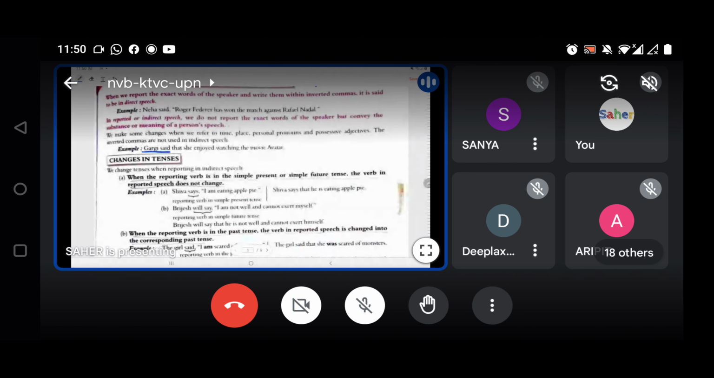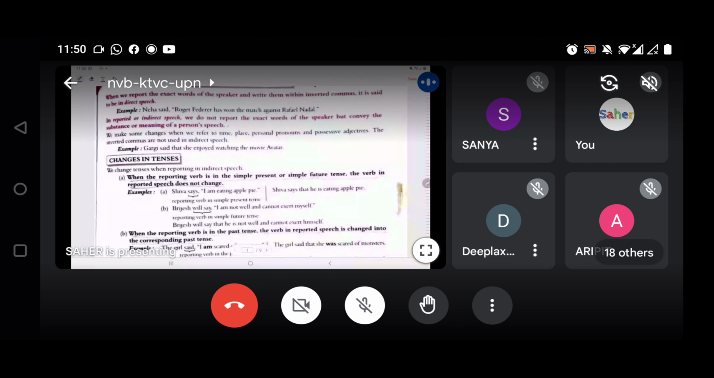For example, Gargi said that she enjoyed watching the movie Avatar. If this sentence is in simple tense, even if it is simple present or simple future tense, the reported speech will not change. If the reporting verb, or sentence, is in simple present or simple future tense, the verb in the reported speech does not change.